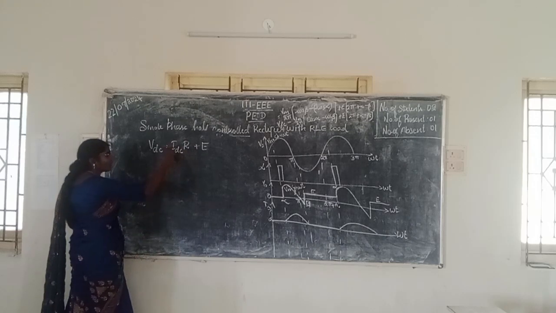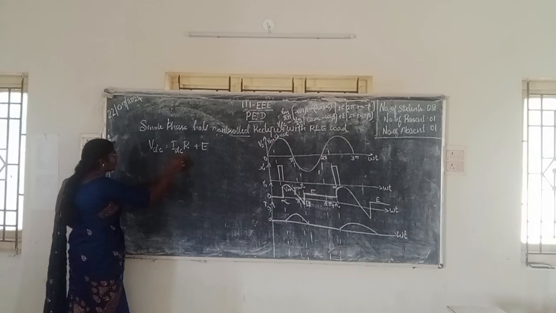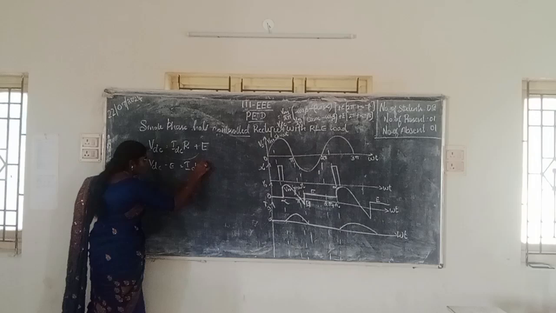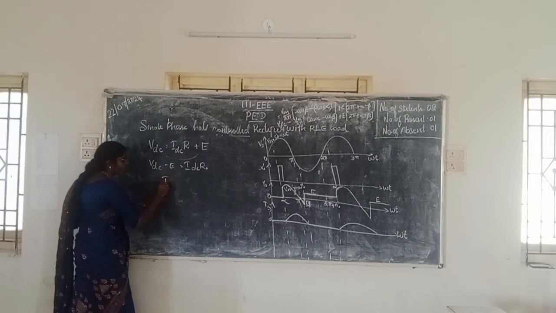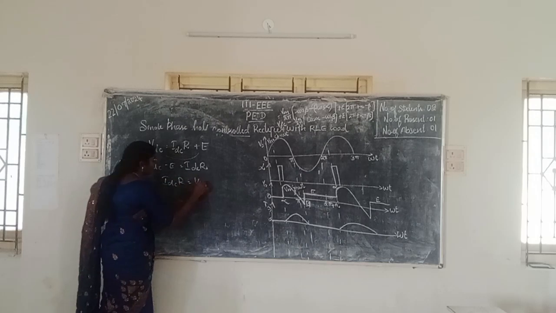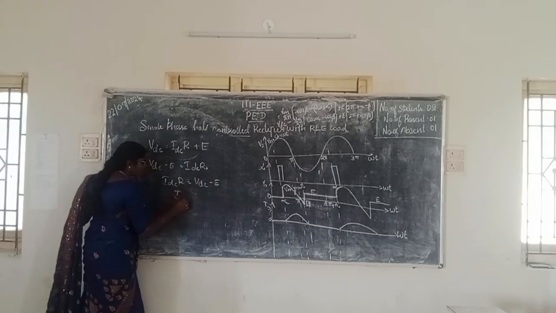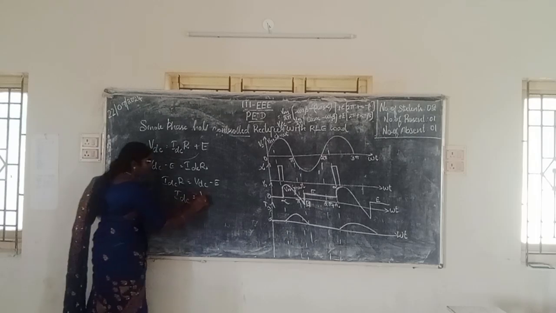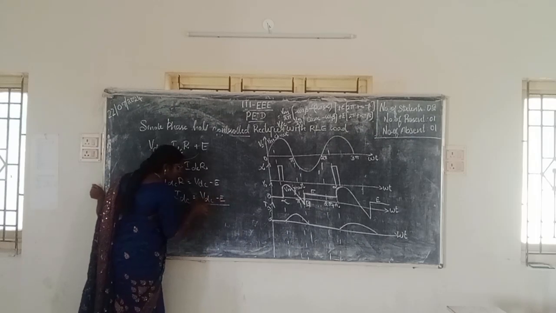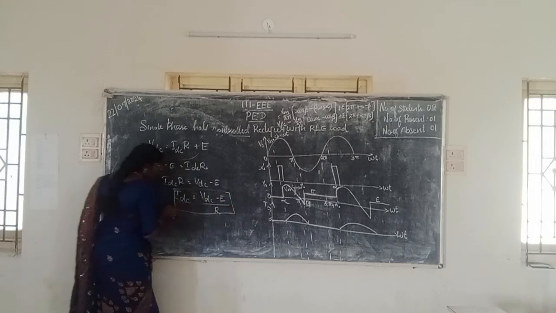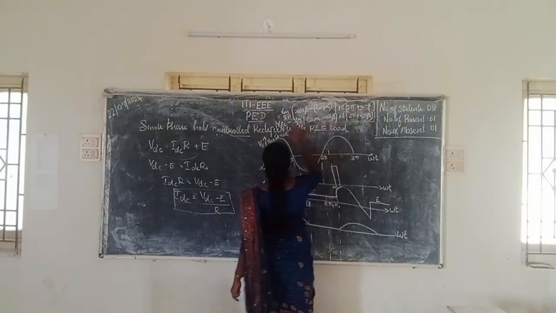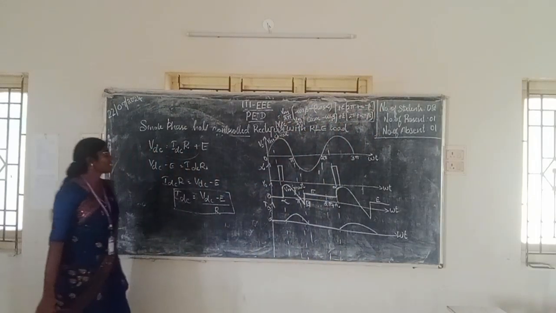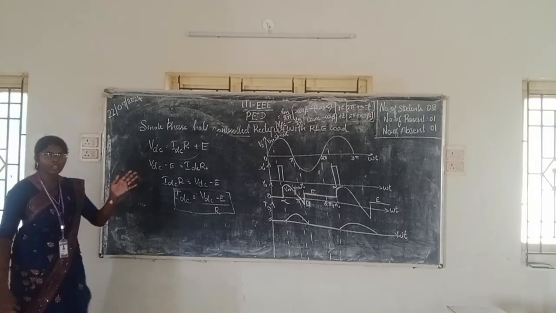So we want to find out the average DC output voltage. So we will be giving VDC minus E is equal to IDC into R. If I write it again, moving the left hand side towards the right hand side, it becomes IDC into R is equal to VDC minus E. So the average DC output current is VDC minus E divided by R. That's it. So this is the formula for the output DC current, and this is the formula for the output DC voltage. So that is all about the single phase half controlled rectifier with RLE load.